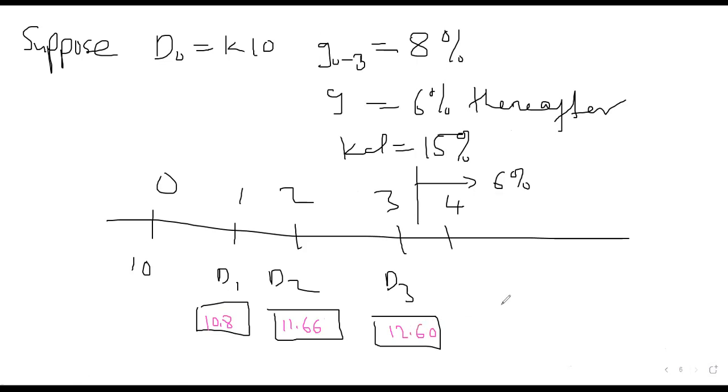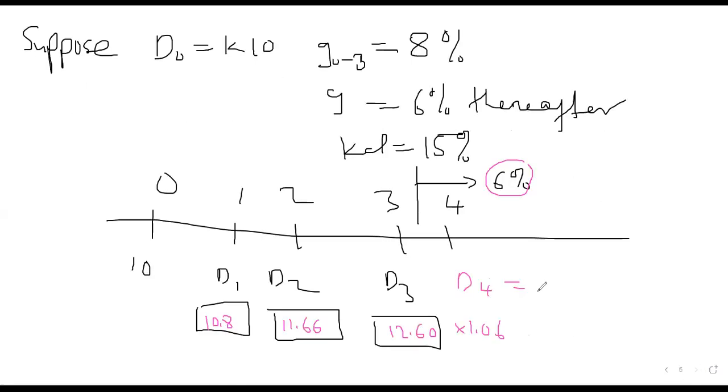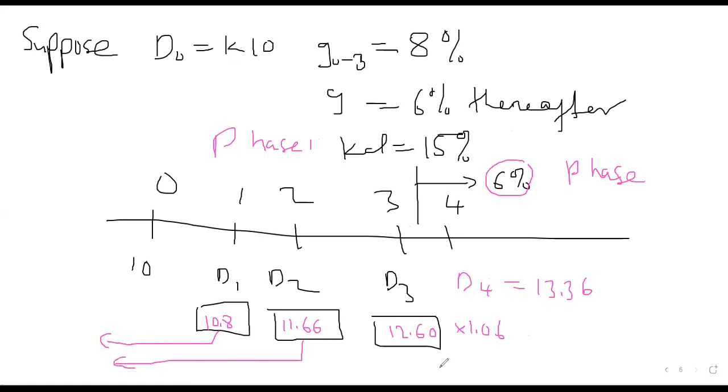Now for year 4, we cannot use that formula, but we just multiply this because the growth rate has changed. So we simply multiply this one by 1.06. So the D4 here would therefore be what? 1.06 to give us 13.36. So this is where 13.36 comes from. Now, this is in phase 1, and this is in phase 2. So we need to calculate the value of stock for each of these. So we discount these figures to know how much they're worth today. So we use the market rate to calculate the worth of these values today.